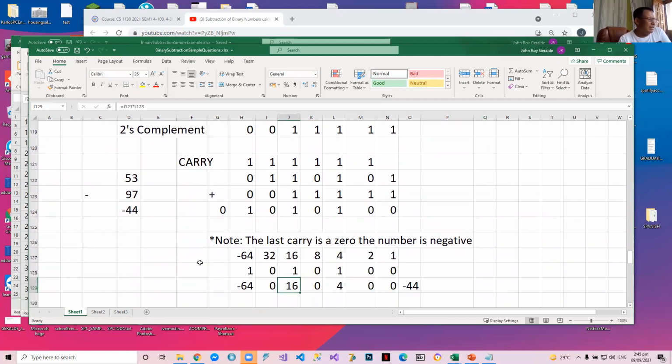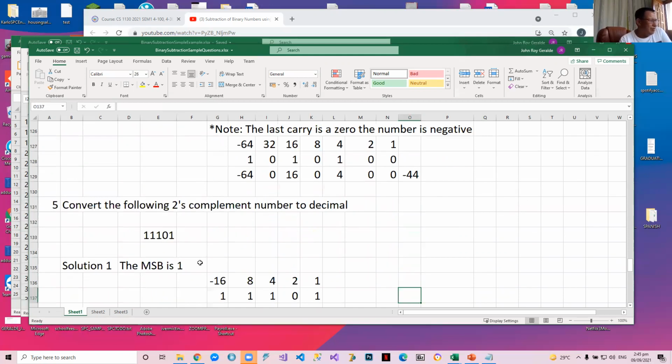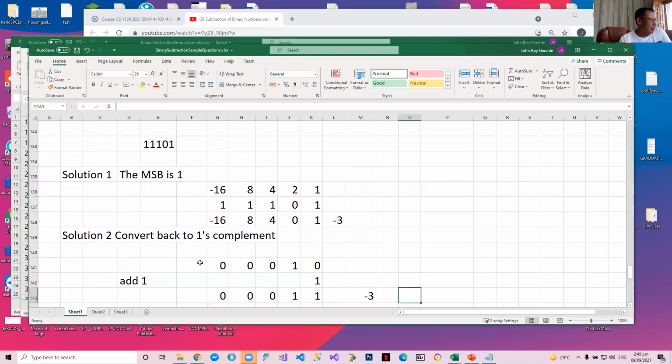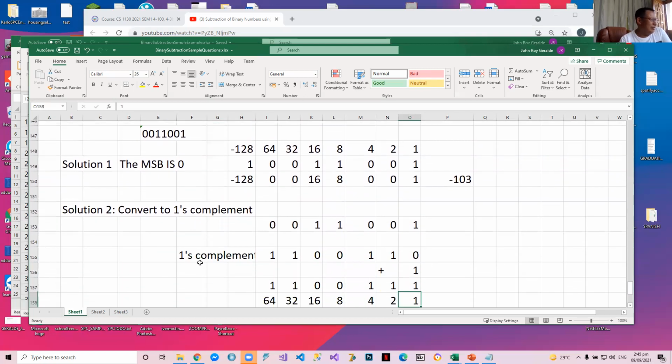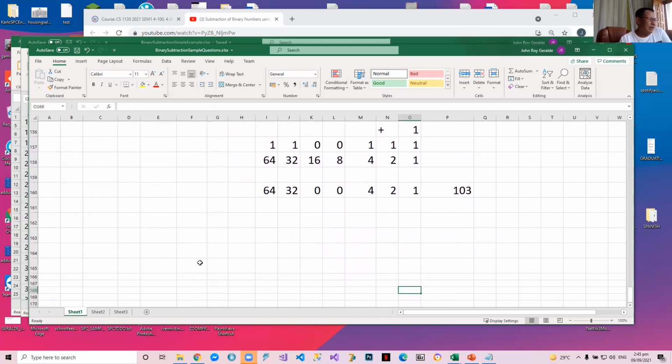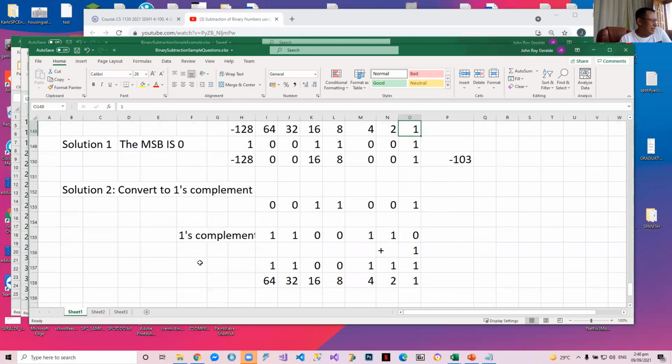This is the result. The last carry is a 0, so the number is negative. Since the number is negative, we can just assign a negative most significant bit. Take note that the number is 64. Do you follow? Anyway, this is part of the exercise. I'm just discussing this so that you can use the solution, but you will have to solve your exercise on your own.